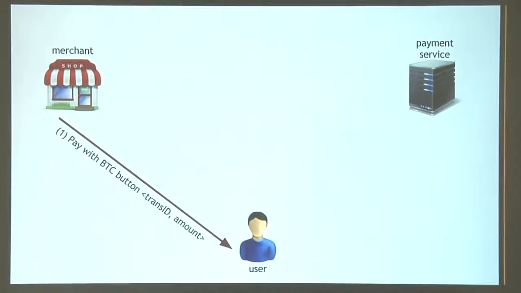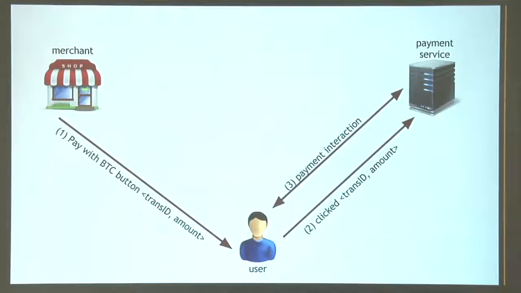The user, if they want to pay with Bitcoins, will click that button. That will cause information to be sent to the payment service as an HTTP or HTTPS, ideally, request, which says that button was clicked. Here's the transaction ID from the merchant. Here's the amount. And of course, the identity of the merchant is implicit here. When that happens, now the payment service knows that this customer, whoever they are, wants to pay a certain amount of Bitcoins. And so the payment service will pop up some kind of a box or do some kind of an interaction with the user, in which the user will receive information about how to pay, and the user will then initiate a Bitcoin transfer to the payment service.